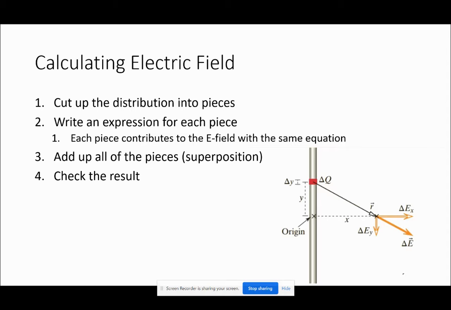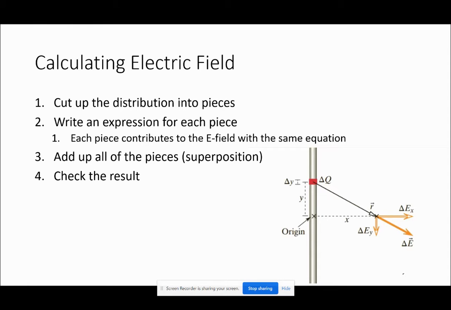First, you break the distribution into pieces so that you can make it look like you're just calculating the superposition of point charges. And once you've broken this up into pieces, you can write an expression for each piece that algebraically looks the same. So the equation is the same, although there's a variable in the equation that's changing as you add each new piece into the superposition. Once you have those two steps done, then it's just a matter of adding up all the pieces, or calculating the superposition, and then you would check your result to make sure that it makes sense.